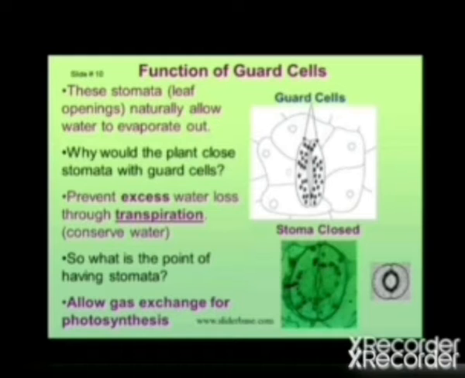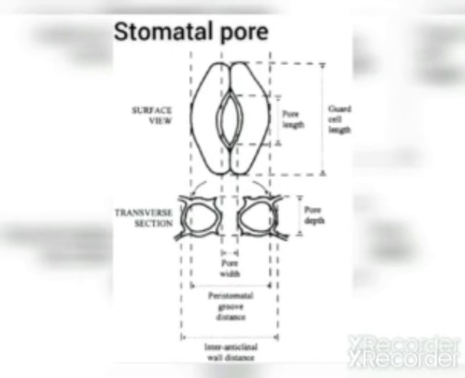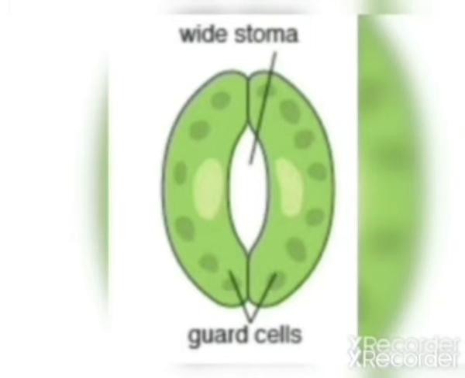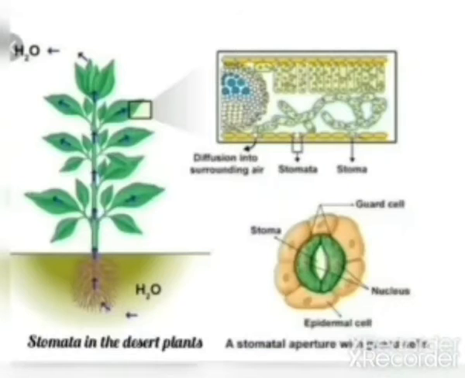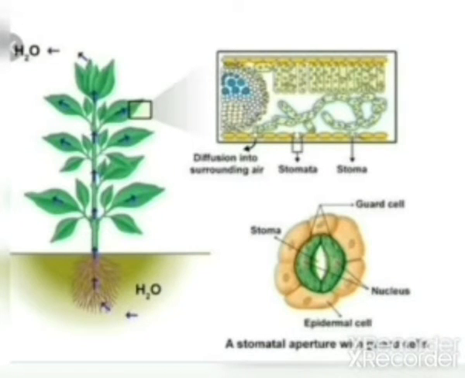Next, control of the stomatal pore. The guard cells swell when water flows into them, causing the stomatal pore to open. Similarly, the pore closes if the guard cells shrink. Stomata in desert plants: in desert plants, temperature is very high, so some stomata are closed to reduce the loss of water due to transpiration.